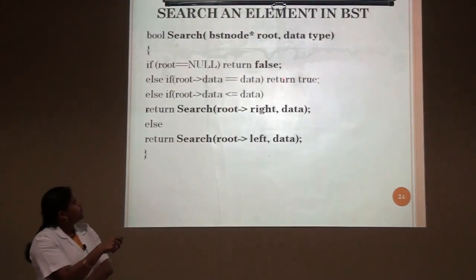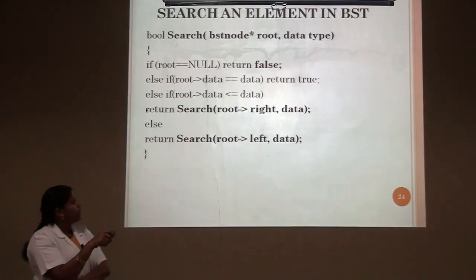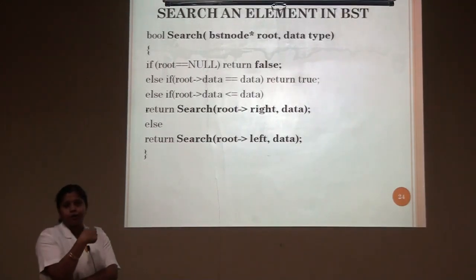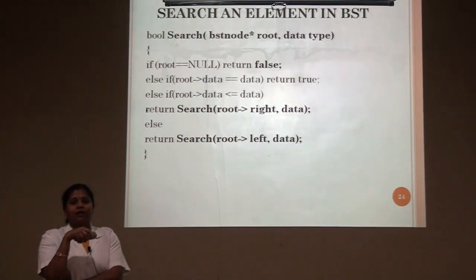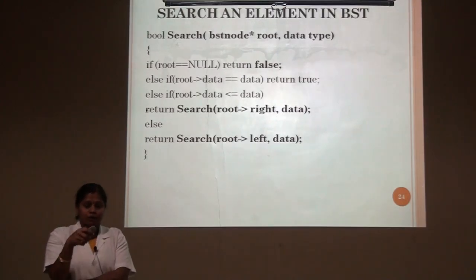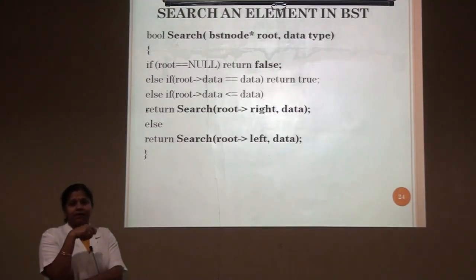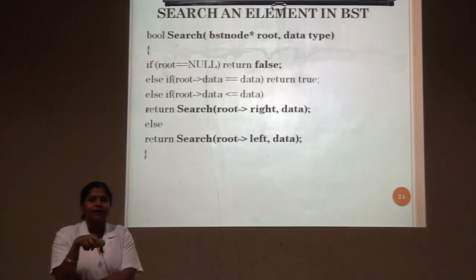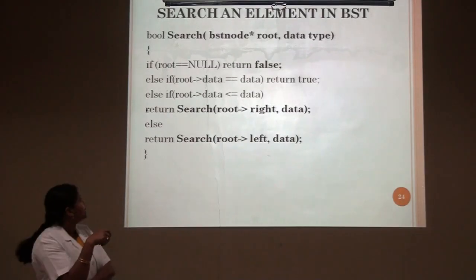Here, searching an element in a binary search tree. What I mean by binary search tree, I already told you in some other slide: in a binary search tree, the nodes are arranged depending upon the key values. All the elements on the left side have a lesser key value than the root node, and all the elements organized in the right subtree have a higher key value than the root element.